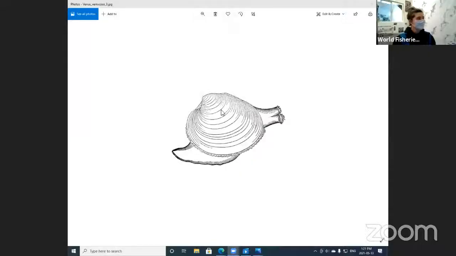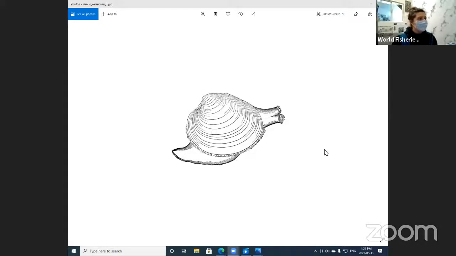One of the reasons why bivalves might open up their shells is to feed. Bivalves are what we call filter feeders, meaning they take in seawater to take in food to eat. I'm just going to share a little diagram with you guys. So this is a bivalve of some sort. It looks like a clam.